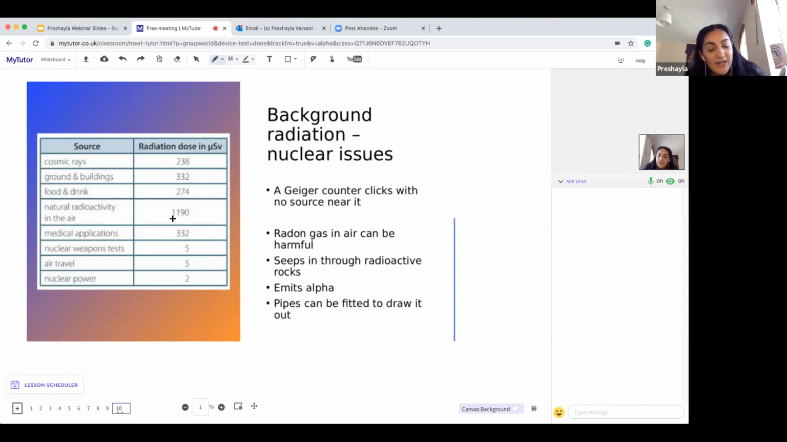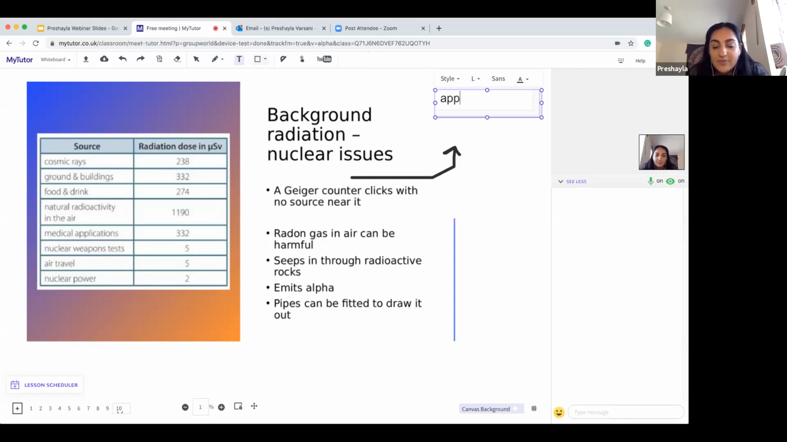So let's move on to background radiation. Now, we've touched briefly on background radiation yesterday, but let's go into a bit more detail. We know that background radiation exists because of a Geiger counter. Remember, a Geiger counter is the piece of equipment that we use to measure radiation. So when we have a Geiger counter just sat there, no radioactive sources near it, it is clicking. It is picking up some radiation, and no one's put any source near it, so there must be some radiation in the air.